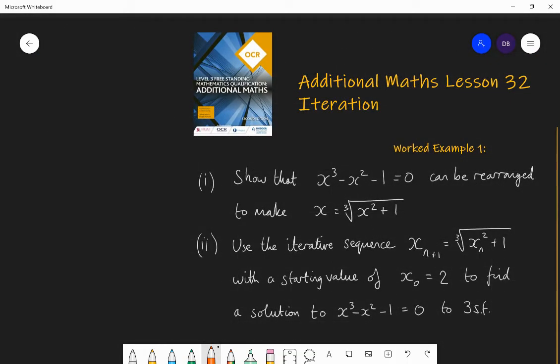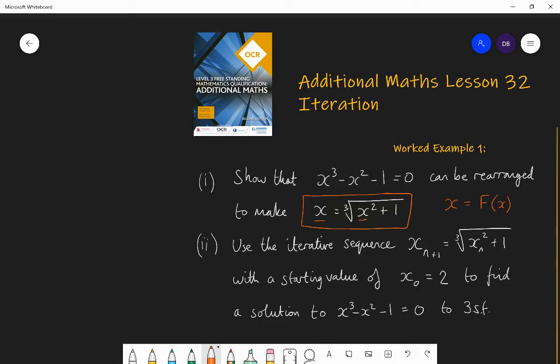So, show that x cubed minus x squared minus 1 equals 0 can be rearranged to make x equal to the cube root of x squared plus 1. The first part of the question is usually given to you like this, so that you are given a way of rearranging to make x equal to a function of x. As we said, the aim was to get x equal to some function of x. And here, this is what we have. We have x as the subject and x in the object inside some sort of function.